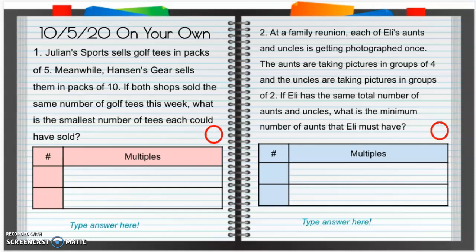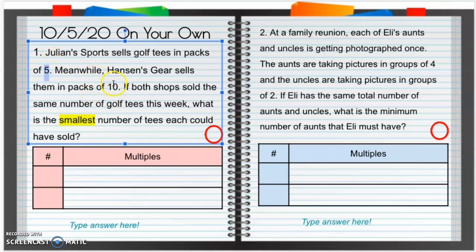Number 1. Julian Sports sells golf tees in packs of 5. Meanwhile, Hanson's Gear sells them in packs of 10. If both shops sold the same number of golf tees this week, what is the smallest number of tees each could have sold? So let's figure out.